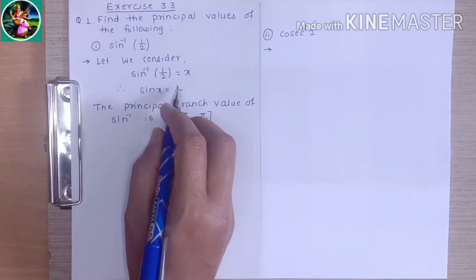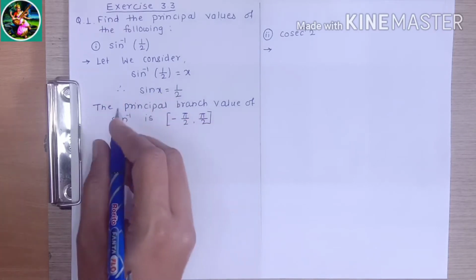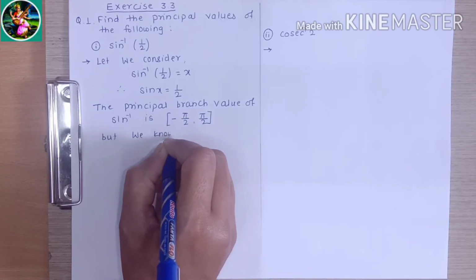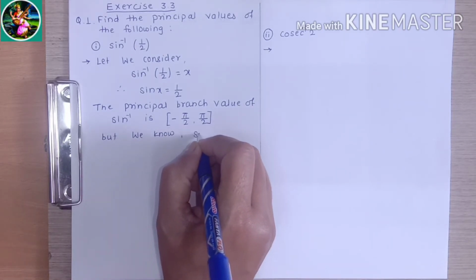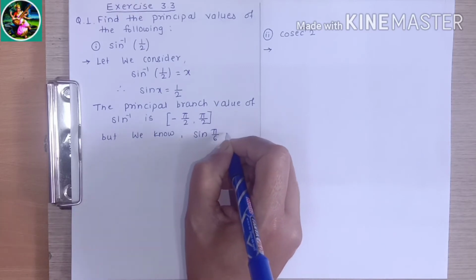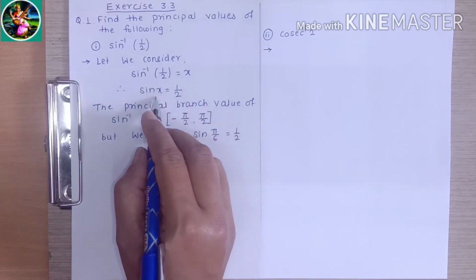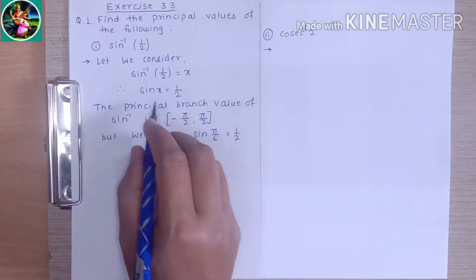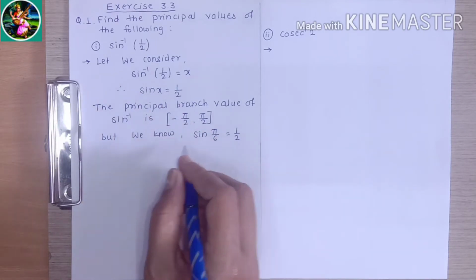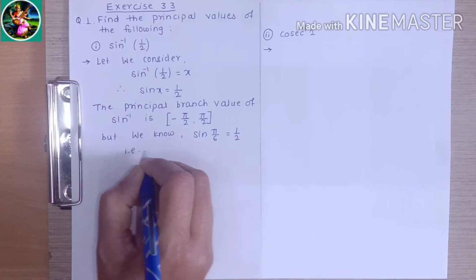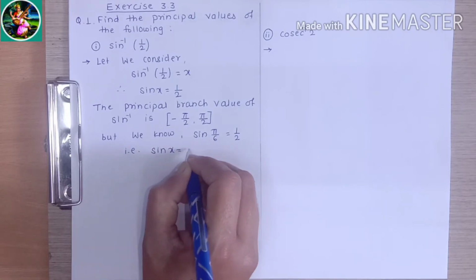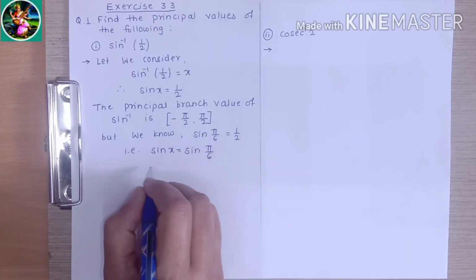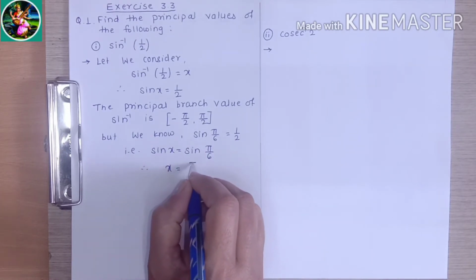Now sin x is equal to 1 upon 2, but we know sin of pi by 6 is equal to 1 upon 2. Therefore, we write the equality for their left hand sides, that is sin x is equal to sin of pi by 6. Therefore x is equal to pi by 6.